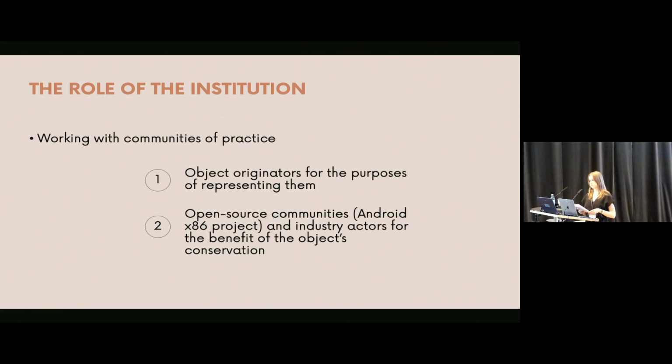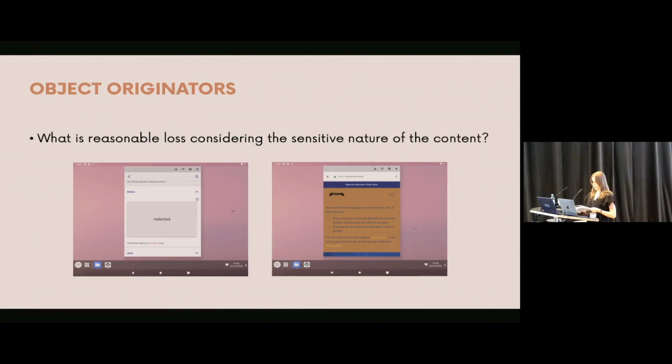And on the conservation side of things, we have open source communities such as the Android x86 project and industry actors that directly benefit the object's conservation. And as we have seen, these are not straightforward relationships and they do not provide straightforward answers. As in the case of defunct web links, we have the question of whether we can accept this loss given the sensitive nature of the content.